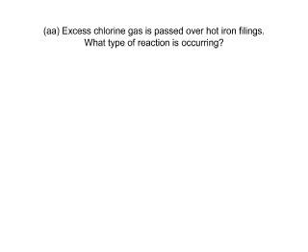Yep. All right. Excess chlorine gas. So chlorine, of course, is Cl2, is passed over hot iron filings. So that would be iron. So here we have a classic example. We have two elements that are going to have to do redox. So the chlorine is going to become chloride. All right, this is going to go to chloride. I'm not going to put on the product side just yet.